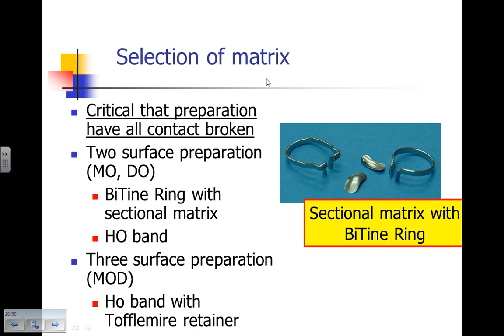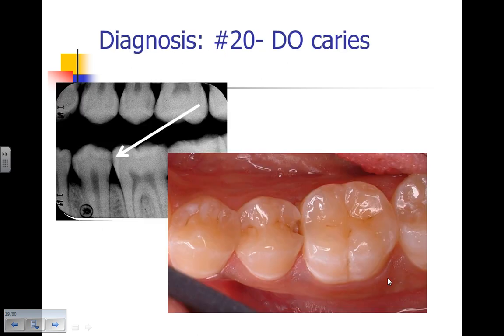When you're selecting a sectional matrix or a dead soft metal matrix band that's like a Tofflemire, the Ho band, you must break proximal contact buccal, lingual, and gingival. These very thin, flexible bands will not go between the teeth. A regular Tofflemire matrix will go between the teeth. If you're not breaking contact buccally and lingually, you use a conventional matrix band because you still have contact between the teeth. So let's take a look at several cases.